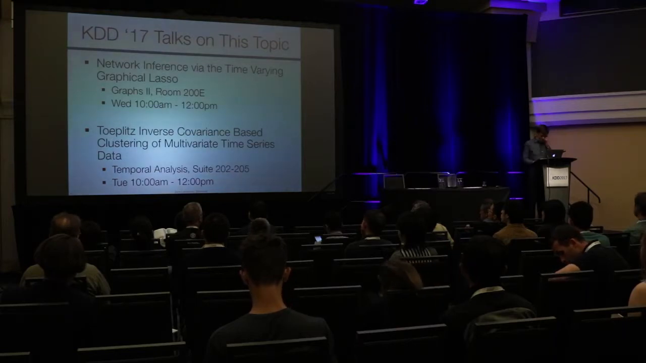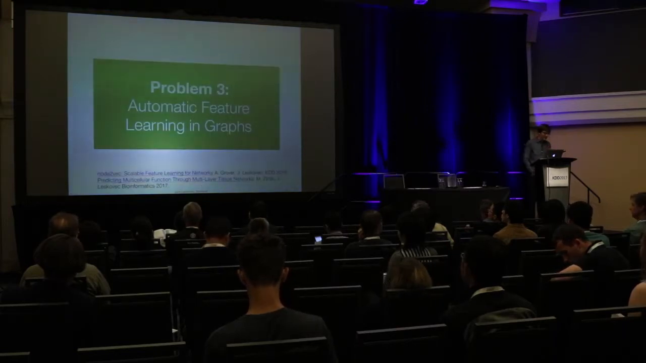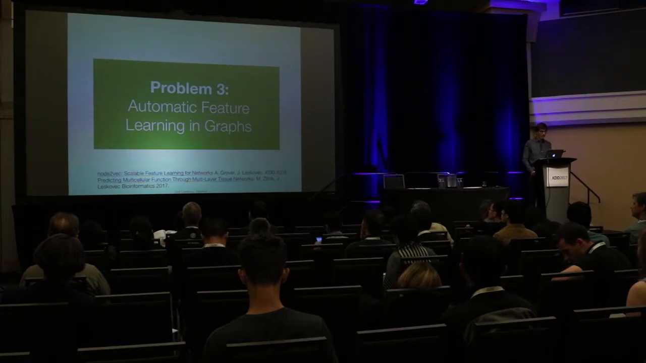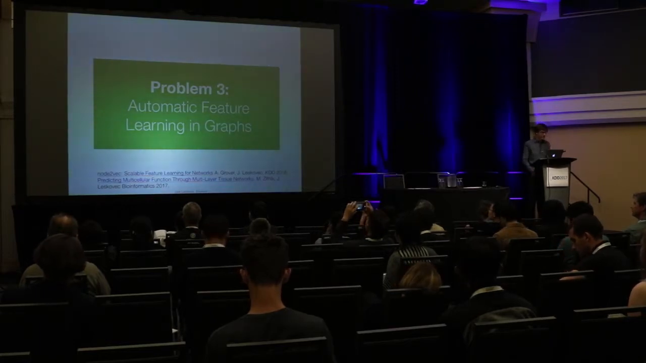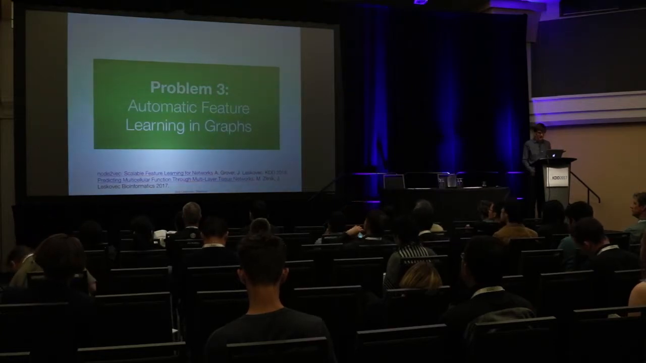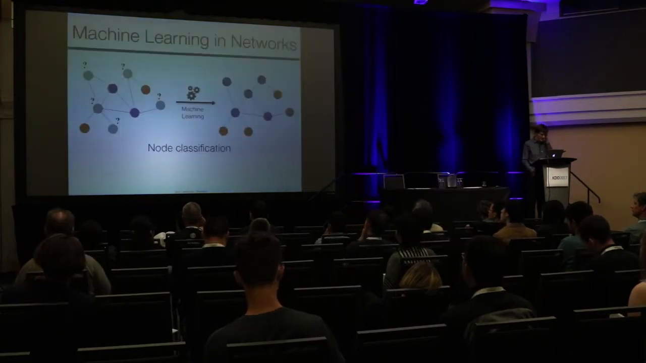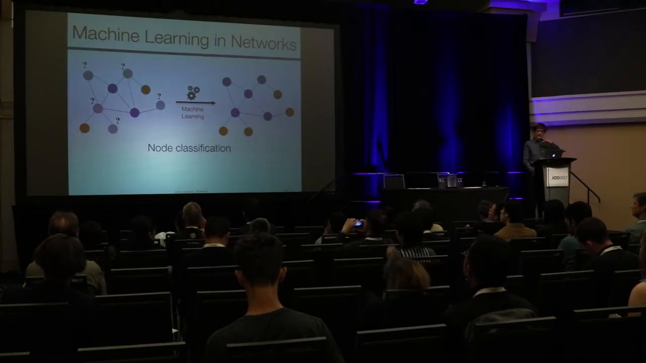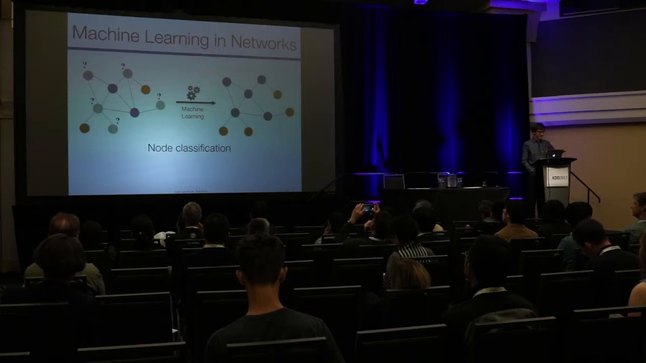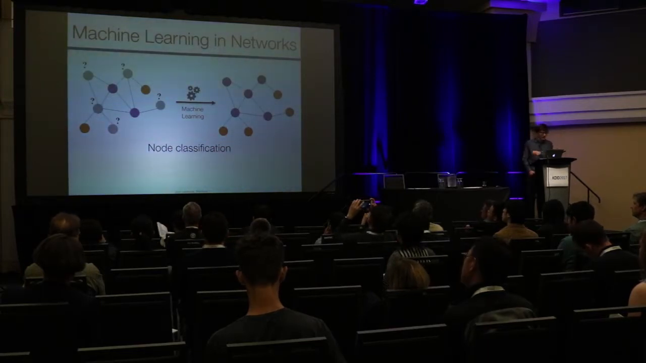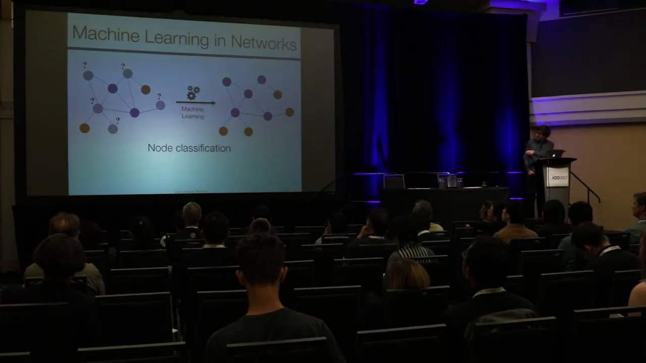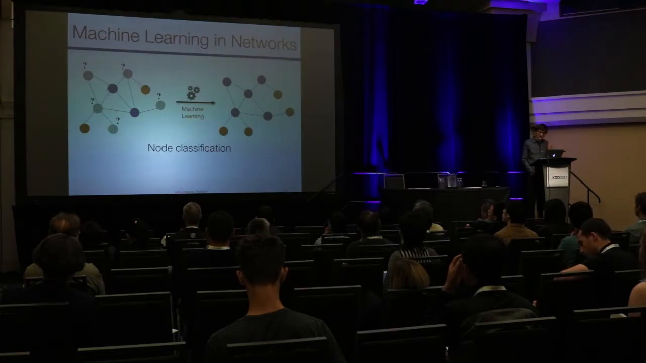Now I want to quickly talk about idea number 3, which is about how you can do machine learning on networks, and how you can automatically learn features of nodes in networks. Okay? The basic machine learning problem on a network is: can you predict colors, or some kind of labels, of nodes in a network? I give you this network, some of the nodes are labeled with colors, and these gray ones don't have colors, and I ask you to build a model that predicts the color.